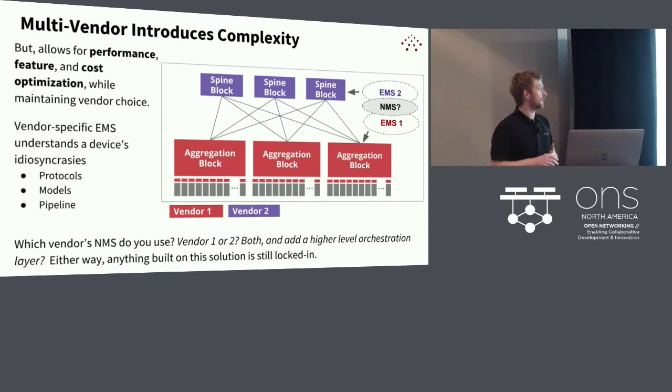One of the first questions you'll get is which NMS, which network management system, should I be using in a multi-vendor network? And it's not necessarily clear. Maybe you can use vendor 1 or vendor 2's if they have a relationship. Maybe you have to use both. And now we have an additional higher level orchestrator that's going to create an additional level of complexity. And what it comes down to is either way, whichever way you go, anything that you are going to build, the services and value add that you're going to put as an operator on top of this are going to still be locked in. So we still have a lock-in problem. It's just with 2 vendors rather than 1.